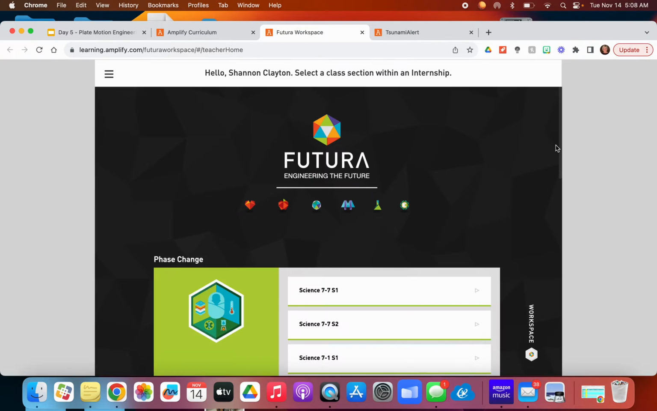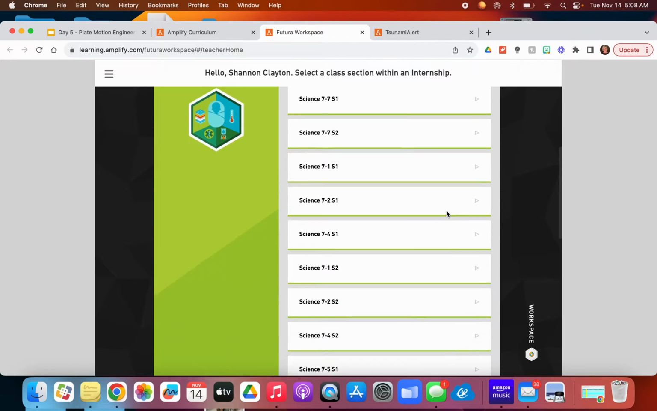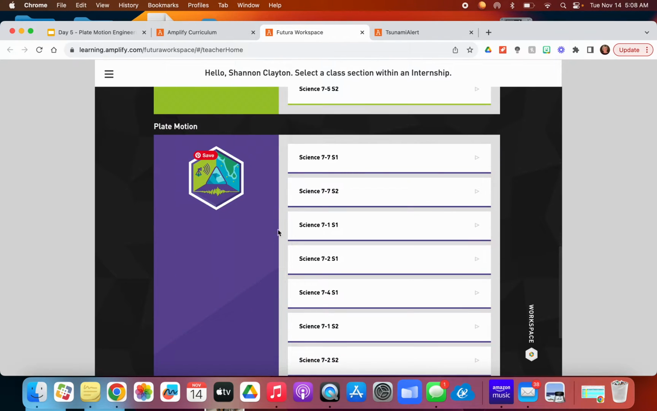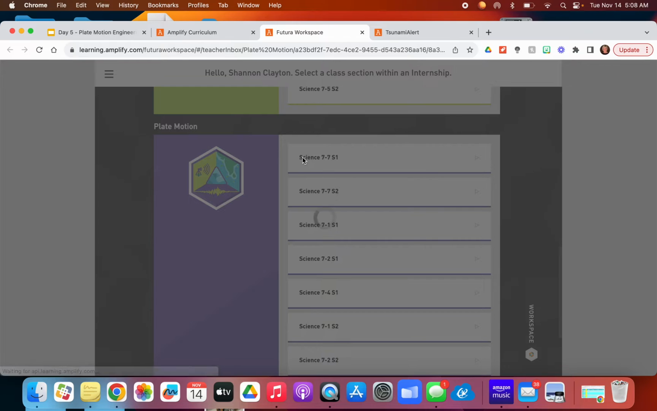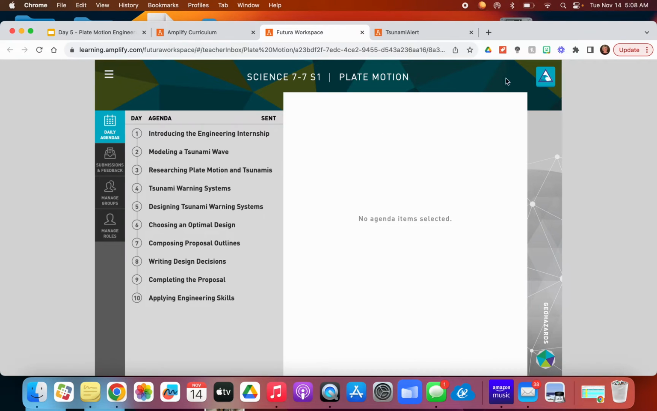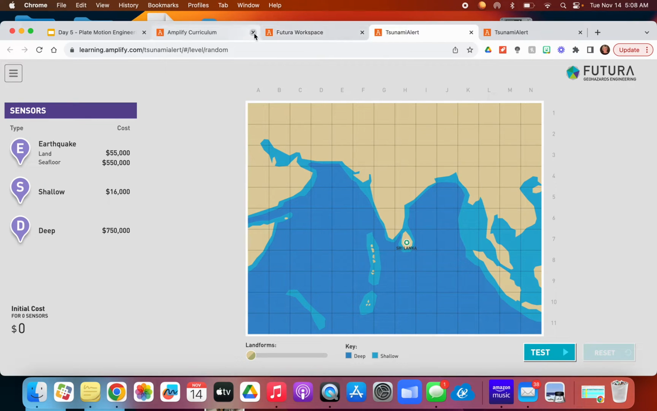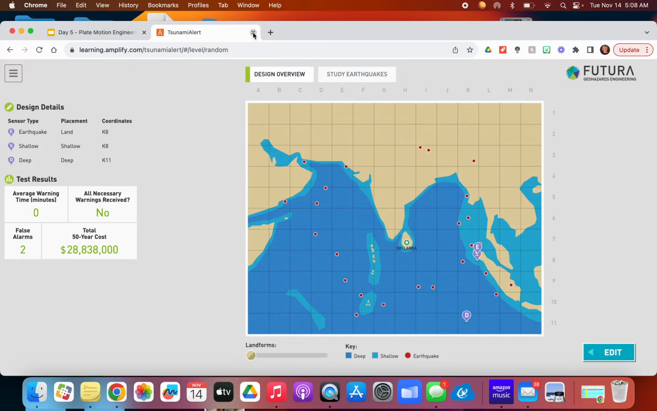Mine might look a little bit different than yours since I'm the teacher and that's my teacher view. But once you get into the Futura workspace, pick your purple icon, and then you're going to go in. It's in the top right corner. It's the triangle with the wave, and you're just going to click that. Okay. All right. I'm going to get out of here, and I already have my sensors filled in. So this is what I did.